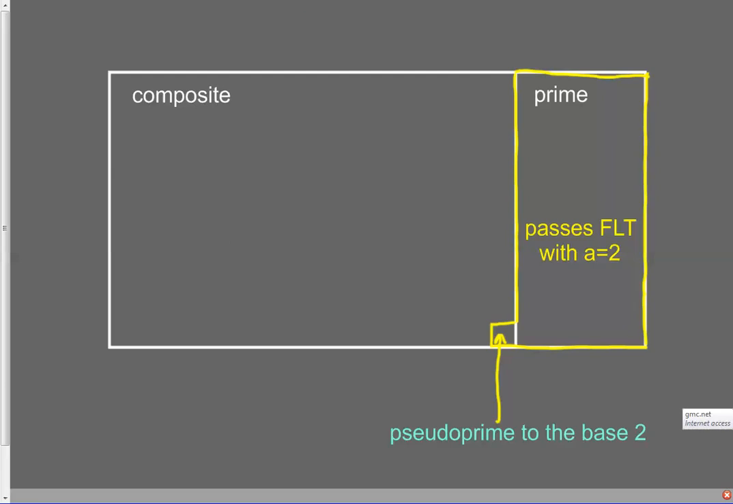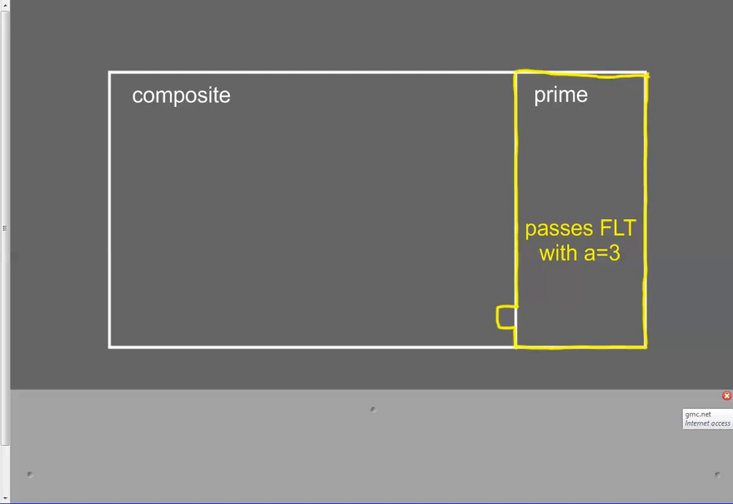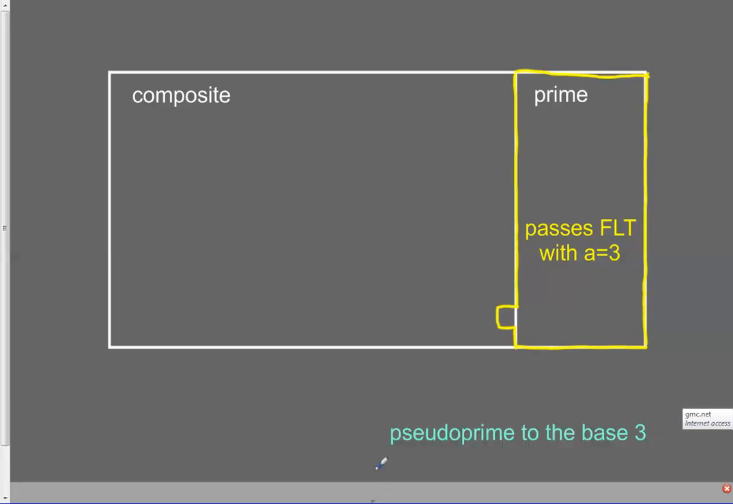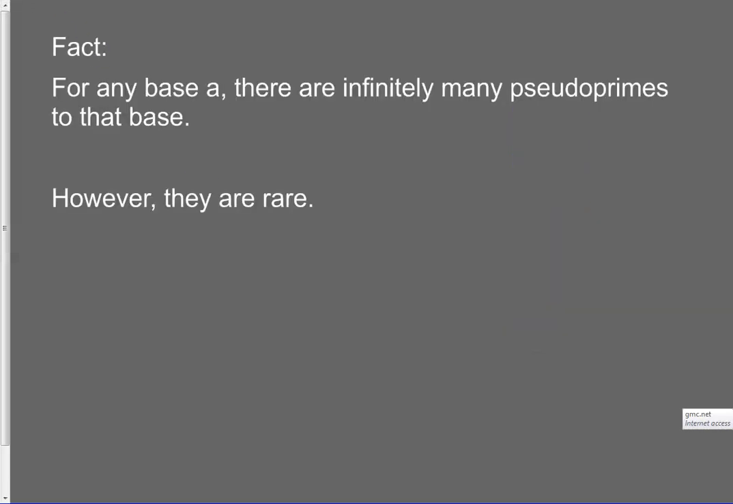Okay? Well, we can also do Fermat's little theorem with a base of 3, with an a of 3. But again, the same thing happens. Of course, the primes always pass that test, but a small collection of composites also pass it. Those would be the pseudoprimes to the base 3. And so on. So there are pseudoprimes for every base. It is a fact that I will not prove here that no matter what your base is, there are actually infinitely many pseudoprimes to that base.